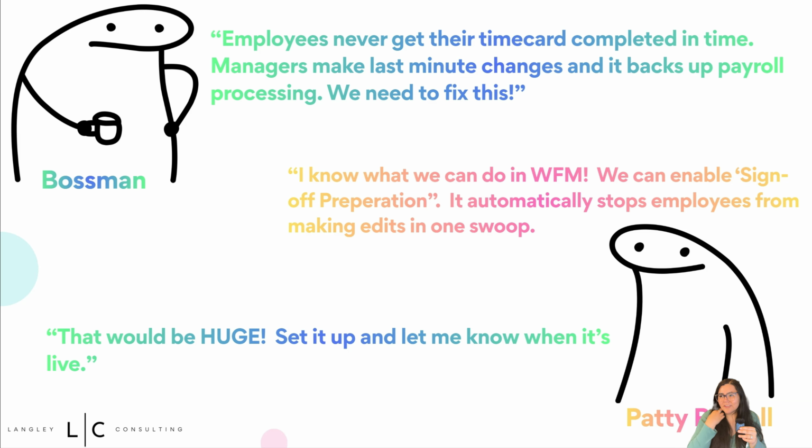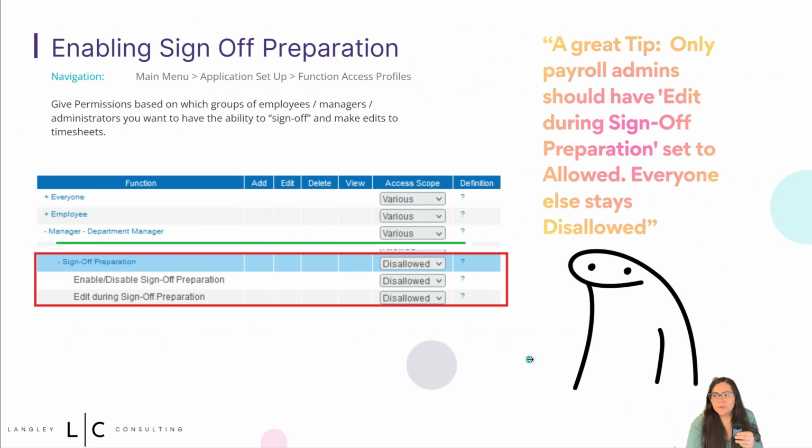So let's walk through how Patty can configure that. So here's what Patty sets up. Once she goes to the main menu, Application Setup, Function Access Profiles, this is where you can control who can do what during the sign-off prep window. So if you don't have access to this, it might be your HRIS administrator that would need to grant this access or need to perform this step for you.